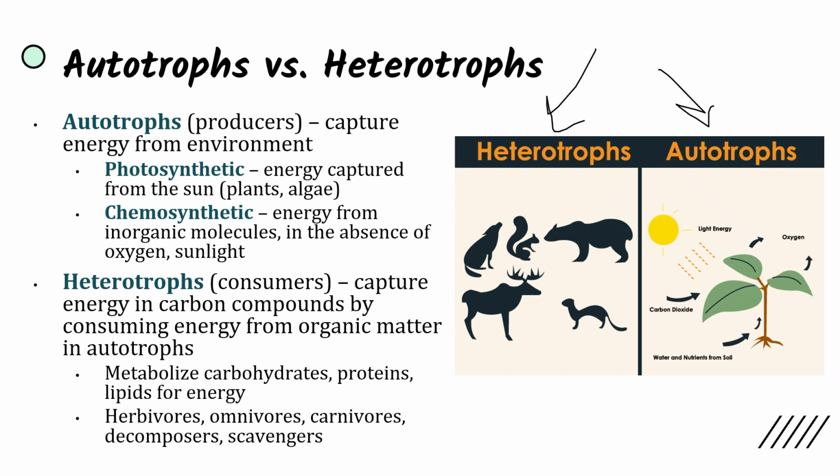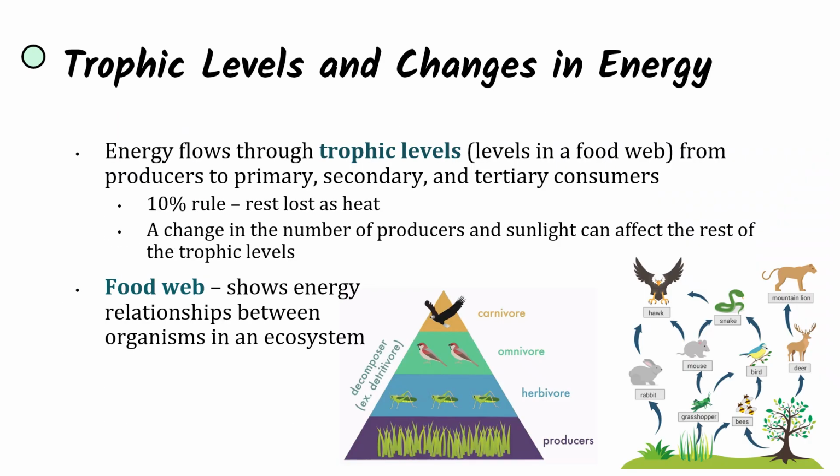And then when we look at heterotrophs, we're looking at herbivores, omnivores, carnivores, decomposers, scavengers. Herbivores are eating plants. Omnivores eat both animals and plants. Carnivores are meat eaters. Decomposers are breaking down dead matter into nutrients, and scavengers are consuming this dead matter for nutrients. So we're going to return one more time to energy flow through ecosystems, looking at trophic levels.